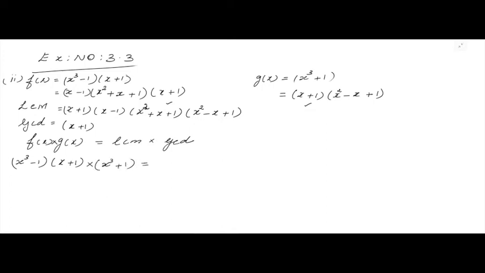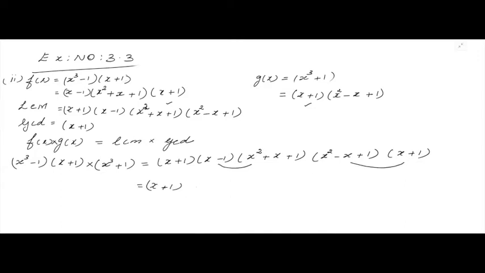And now your LCM is (x plus 1)(x minus 1)(x square plus x plus 1)(x square minus x plus 1). That is your LCM, and what is your GCD? x plus 1, right? Now you can pair these two and these two, isn't it? So what do you get? Using the formula, that is x cube minus 1 cube, and that will be x cube plus 1 cube. Are you getting the same as your left hand side? Hence verified.